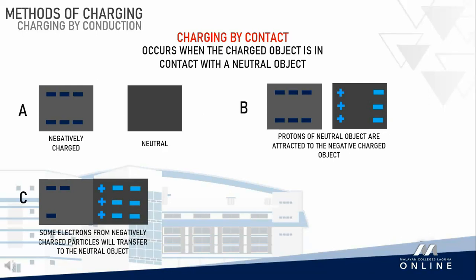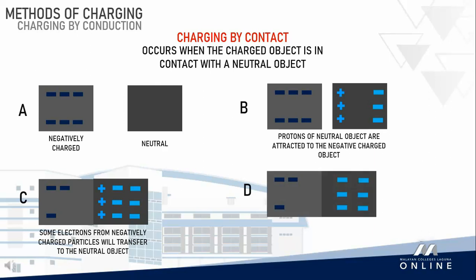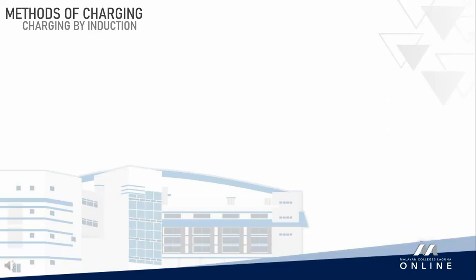When the process of charging by conduction is complete, the initially uncharged object now has an excess negative charge because of the transfer of electrons from the charged object. The charged object is still negatively charged, but it has less excess negative charge than before. I hope that it is clear.